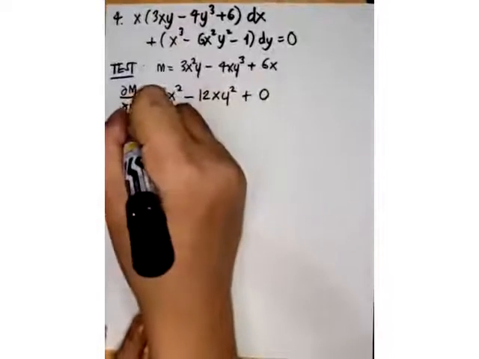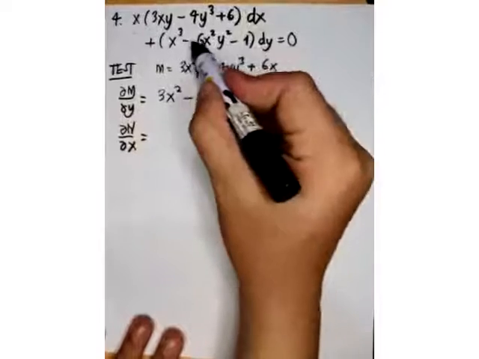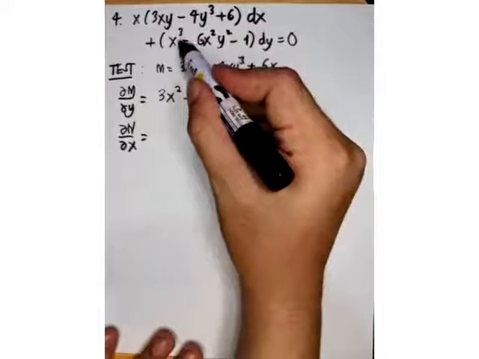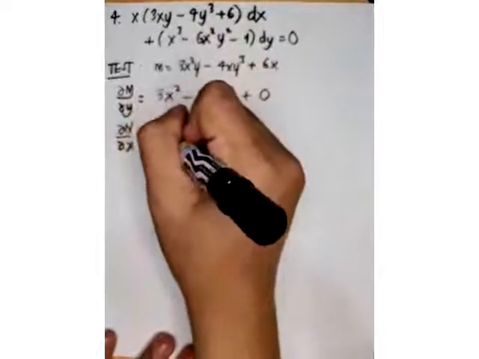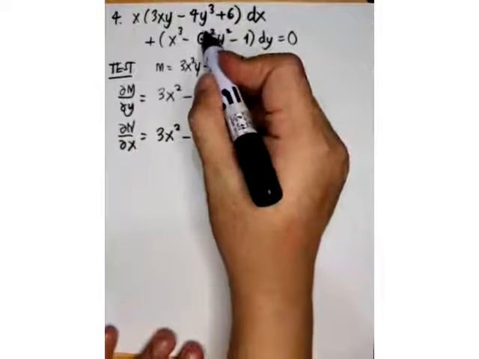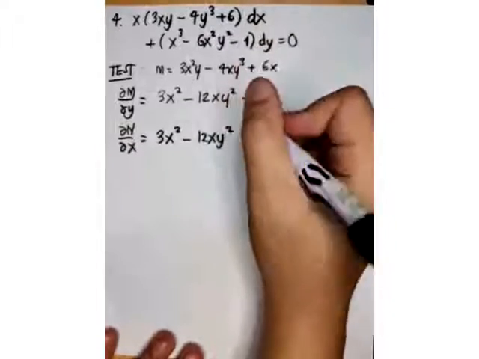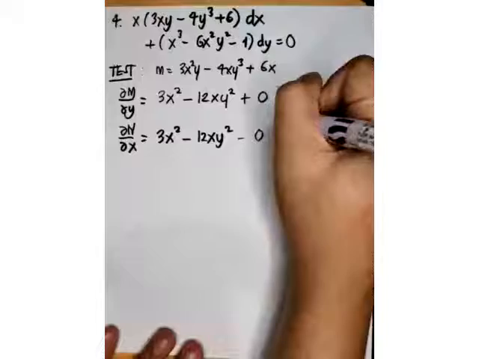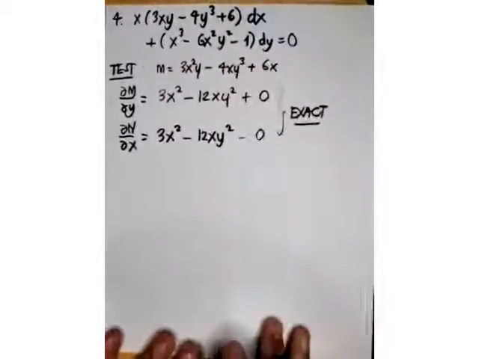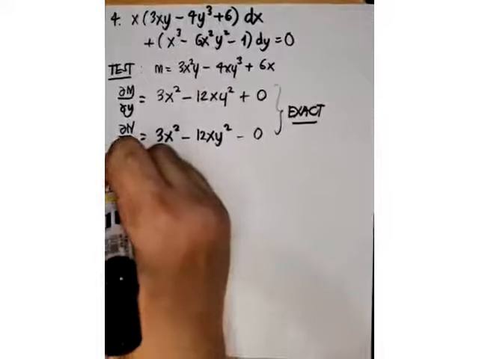Okay? And then, with respect to x. So, the derivative of this with respect to x. So, dito naman, ang y naman yung nagiging constant. So, let's derive. So, this is 3x squared minus, y yung diniderive natin, x. So, that will be 3x squared minus 12xy squared minus 0. So therefore, the equation is exact since they are equal. Okay. So let's integrate.